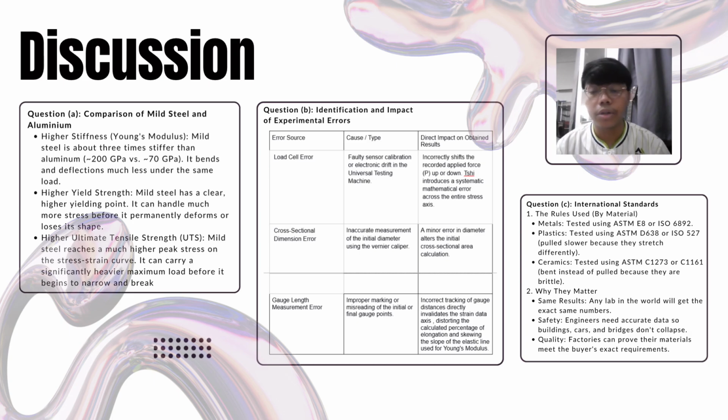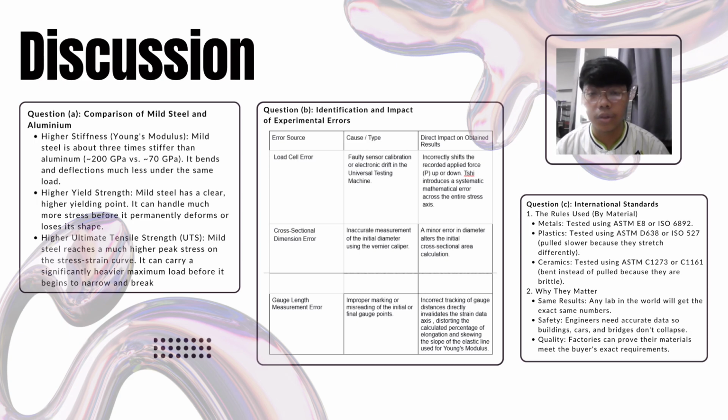Now, we conclude with question C, looking at the international standards required for testing different classes of materials. For metals, testing is governed by standards like ASTM E8 or ISO 6892. Plastics are tested under ASTM D638 or ISO 527, where they are pulled slower because they are stretched differently. Ceramics follow ASTM C1273 or C1161, which utilize bending configurations instead of pulling because ceramics are highly brittle.